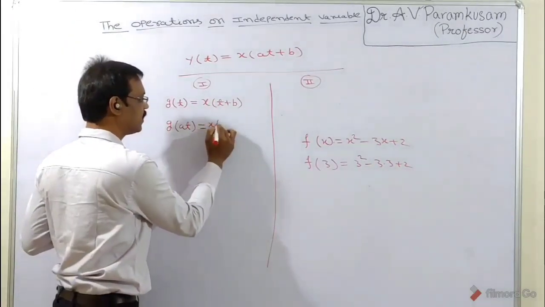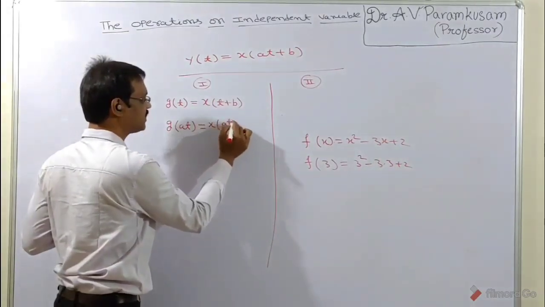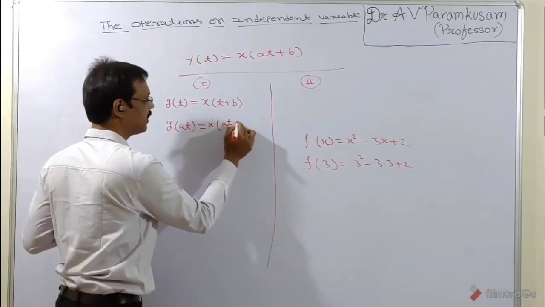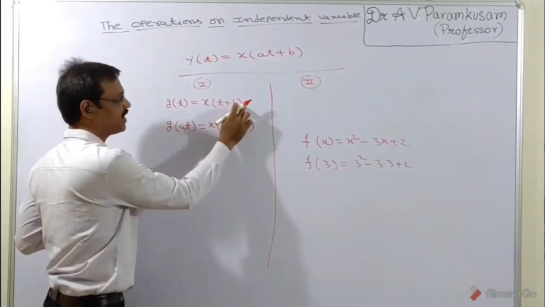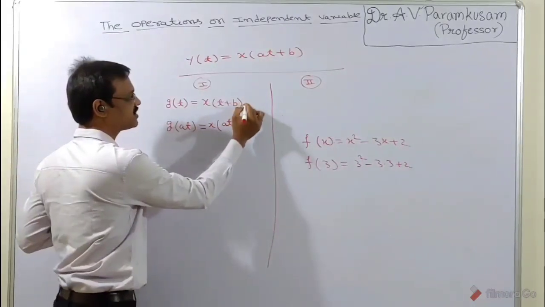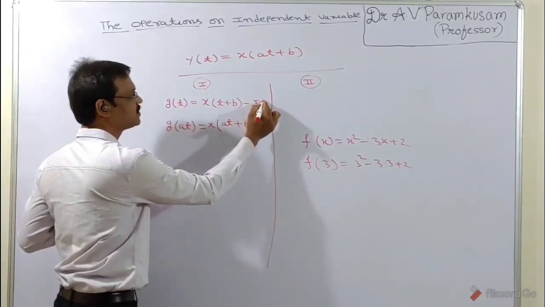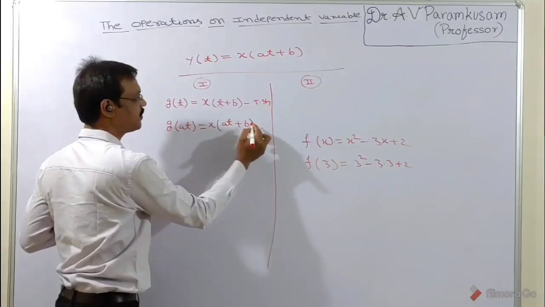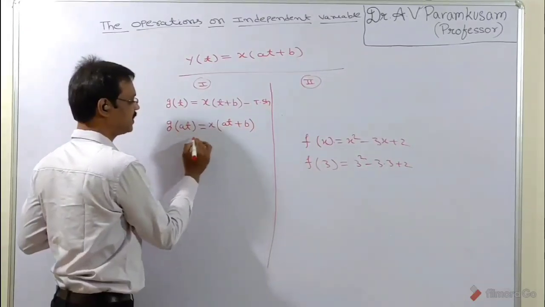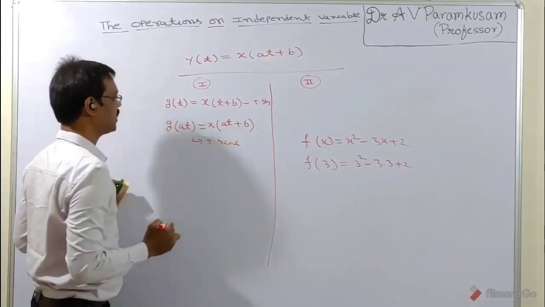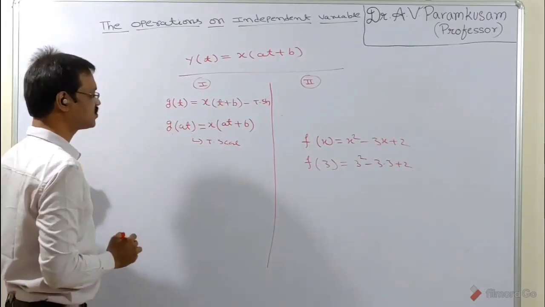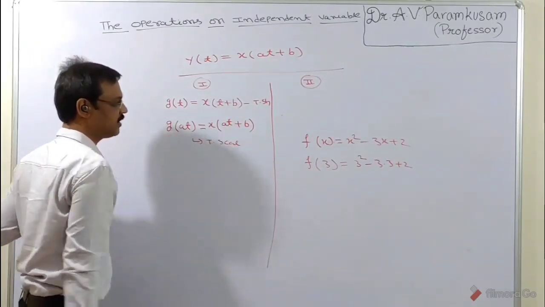Then this is equal to x of t. You substitute with t, a t plus b. Okay, we got x of a t plus b by using only two steps. What is the first step? Shifting, time shifting. What is the next step? G of a t, that is time scaling. So by using these two steps, we have got x of a t plus b.